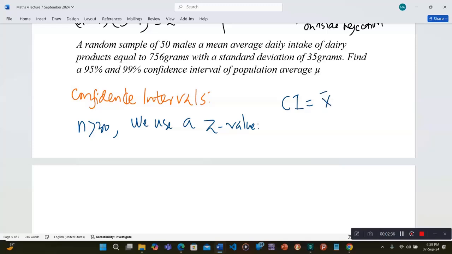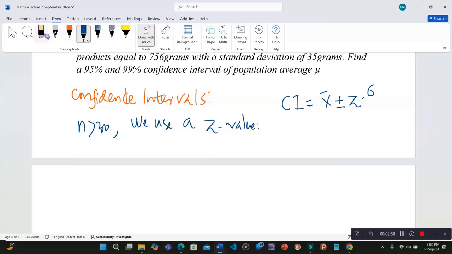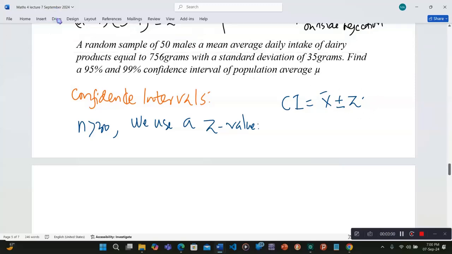But first of all, the confidence interval is always going to be the sample mean plus or minus z times the standard deviation of the sample, that is s divided by square root of n. So this ratio is what others call the standard error value.